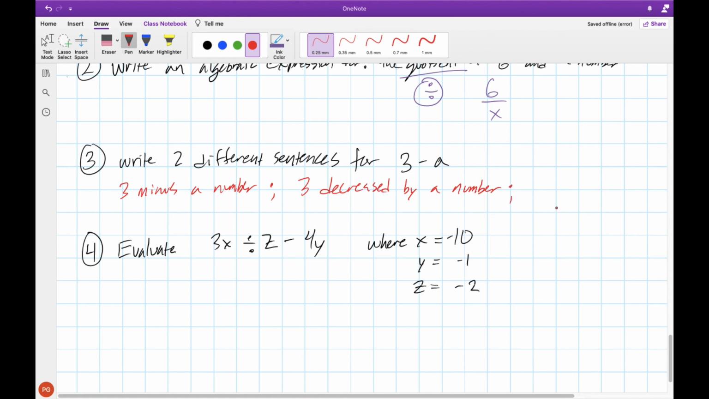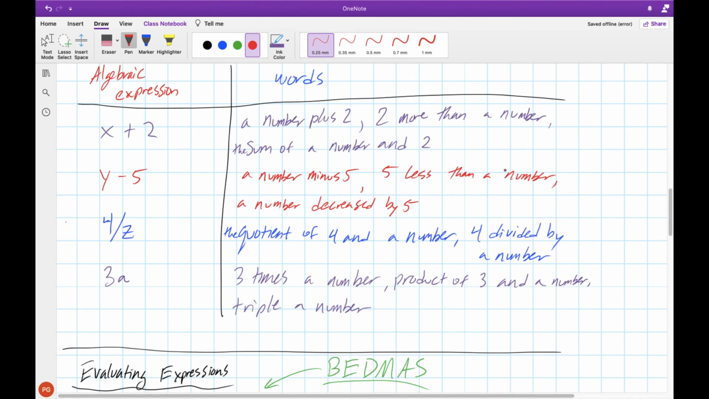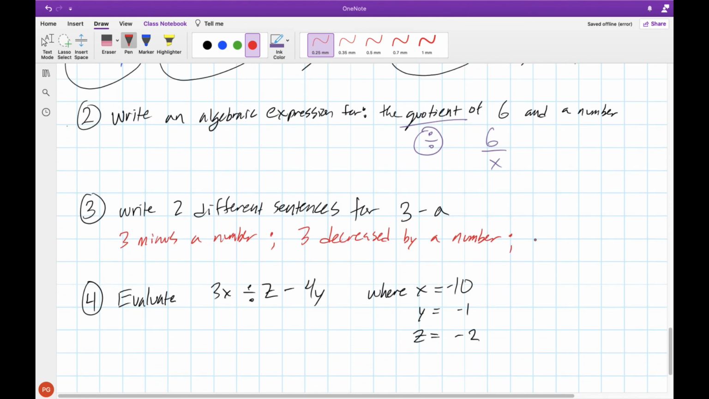The last one's a little bit tricky because now, if we looked back at the table, 5 less than a number was when we subtracted by 5. So we'd have to swap the order and it would be a number less than 3. You could also write 3 subtracted by a number. And again, these are just 4 possible answers. There's lots of other different ones that you could do, but I think these 4 are probably the most common.